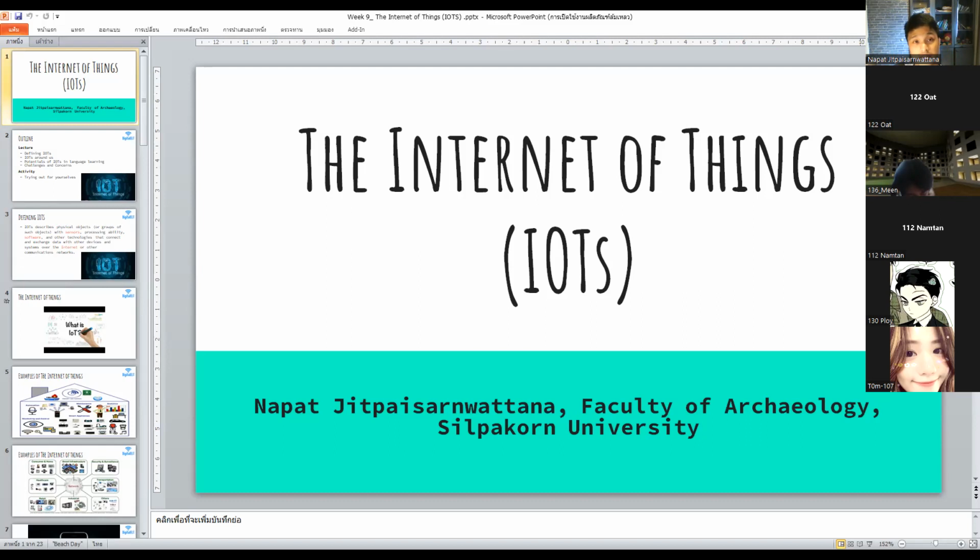So let's start by looking at the definitions, right? So IoT, or the Internet of Things, describes physical objects or groups of such objects, right?